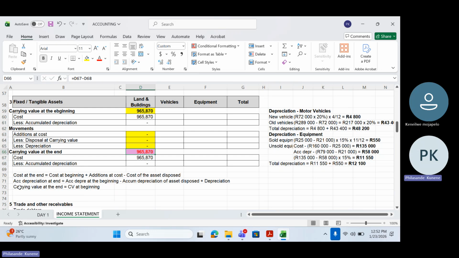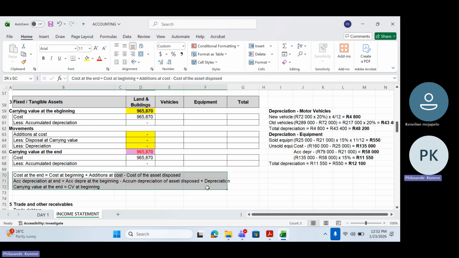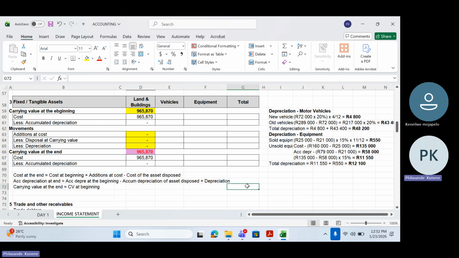But this carrying value, because you'll find out that in the exam, they will give you a fixed asset note that will have A, B, C, D, E, and H with amounts that you need to fill in. Have you seen that before? Then you need these formulas to do that. Without these formulas, it will kick you out. You will not get those amounts.